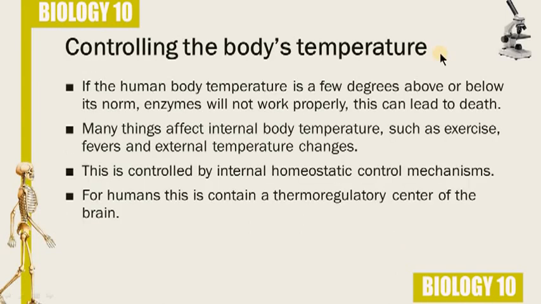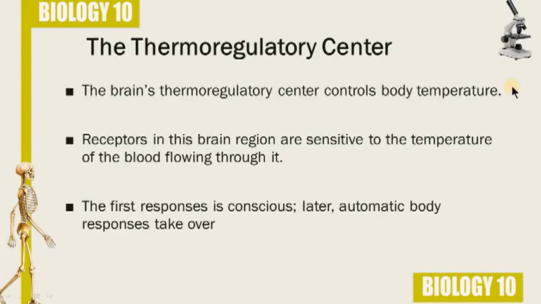So how are these processes controlled? We need to maintain body temperature so that our enzymes work properly, otherwise this can lead to death of the body. Homeostatic control mechanisms come into play when we do things that affect our internal body temperature, such as exercise or when we're ill. The thermoregulatory center which controls this is found in the human brain. It controls body temperature. There are receptors in this region that are sensitive to temperature.